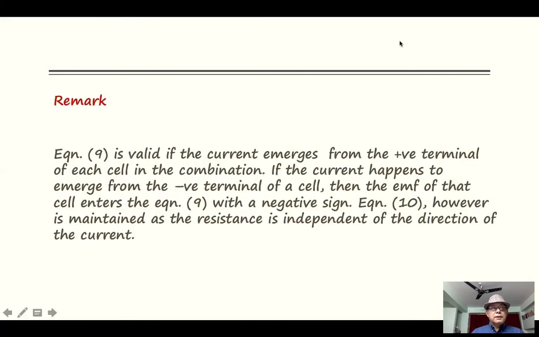Remark. Equation 9 is valid if the current emerges from the positive terminal of each cell in the combination. If the current happens to emerge from the negative terminal of a cell, then the EMF of that cell enters equation 9 with a negative sign. Equation 10, however, is maintained as the resistance is independent of the direction of the current.